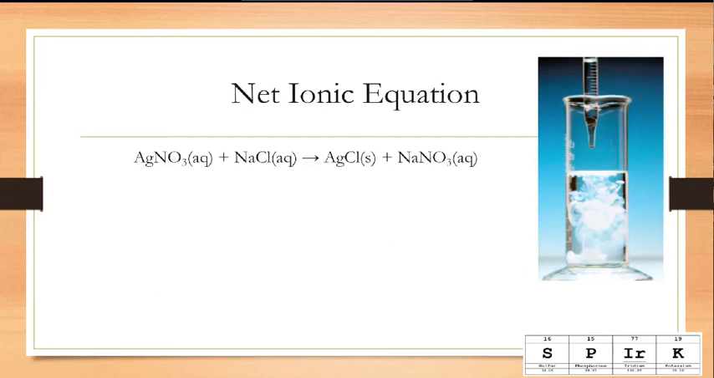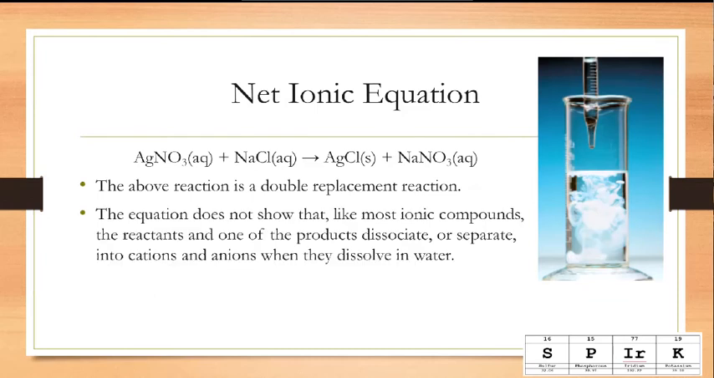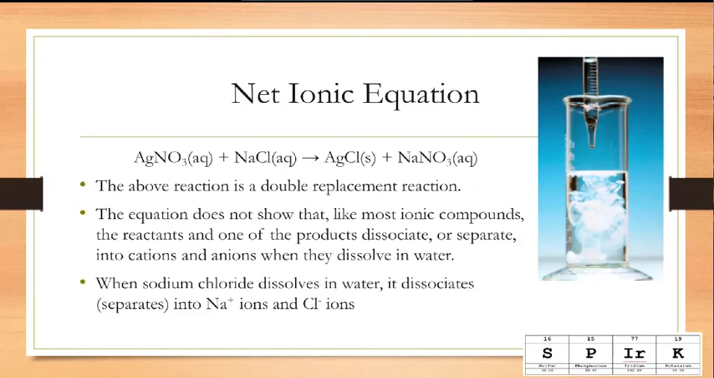So if we look at this equation, we have silver nitrate plus sodium chloride yields silver chloride solid plus sodium nitrate. This is a double replacement reaction, and the equation does not show that. Like most ionic compounds, the reactants and one of the products dissociate or separate into cations and anions when they dissolve in water. When sodium chloride dissolves in water, it dissociates or separates into Na+ ions and Cl- ions.